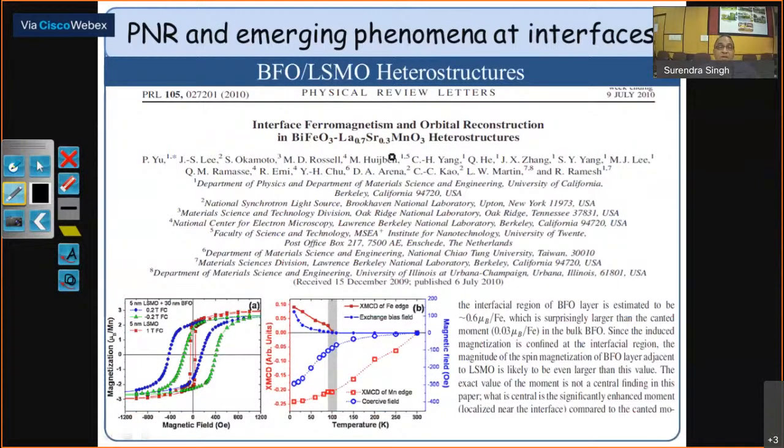They found there is an interface ferromagnetism in the BFO heterostructure system. This study was mainly based on synchrotron-based measurements, where you do XMCD and sit at one particular element edge to see the corresponding magnetic contribution for those elements in the system. And they also found the exchange bias, which you can see when you apply a field cool.